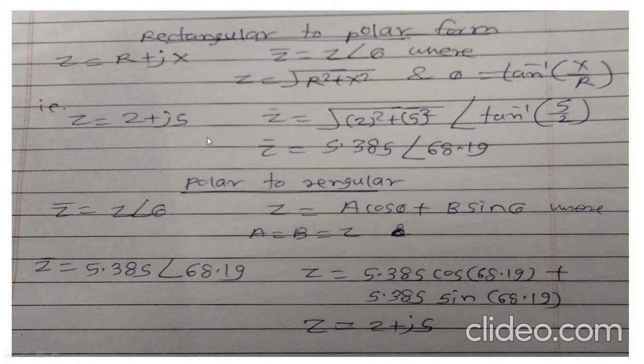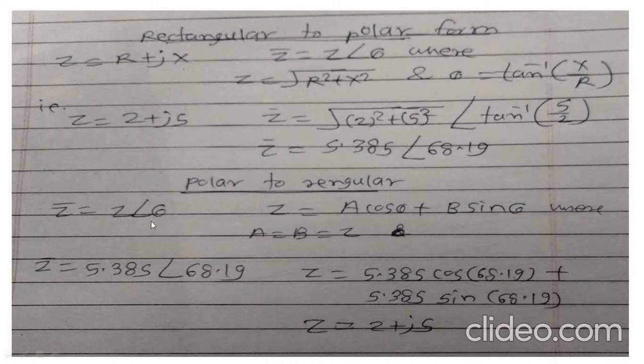So I repeat, if the rectangular form impedance is 2 plus j5, its polar value is 5.385 at an angle of 68.19. Now we'll see the polar to rectangular conversion by using the theoretical procedure. So Z bar is equal to Z at an angle of theta. This is the polar value.